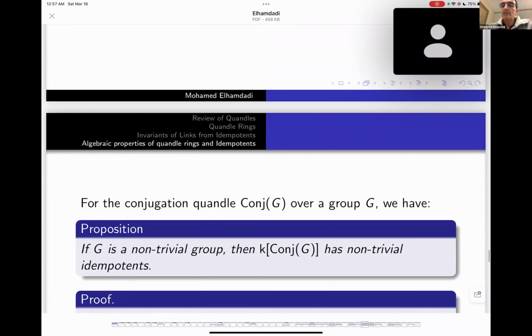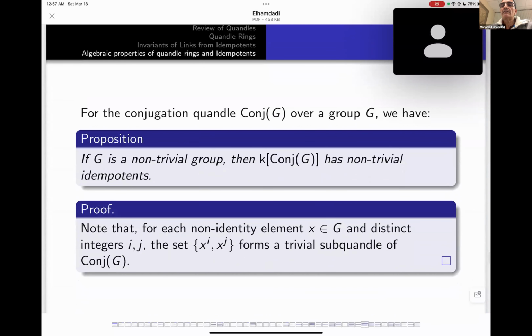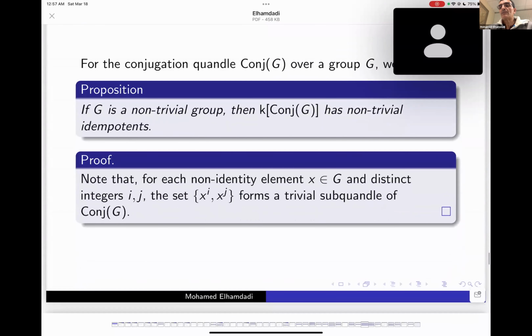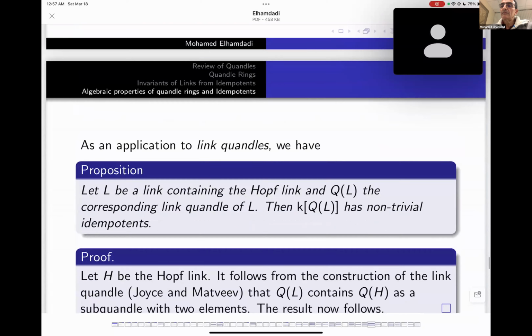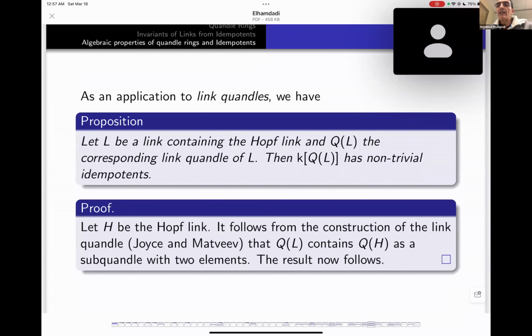Maybe I'll just move on and consider other cases. For a conjugation quandle, if G is a non-trivial group, then the quandle ring of the conjugation quandle has a non-trivial idempotent. This is a special case because the subquandle made by x_i, x_j forms a trivial subquandle. As an application to link quandles, we have the following. If L is a link containing the Hopf link, and Q(L) is the corresponding link quandle of L, then the quandle ring has a non-trivial idempotent.